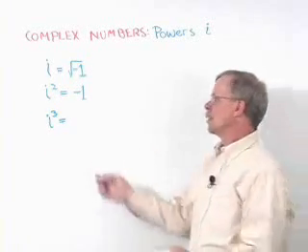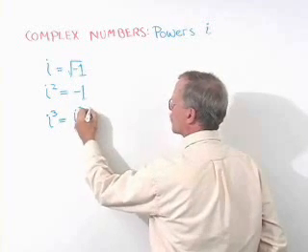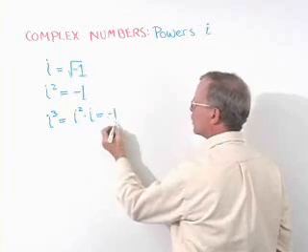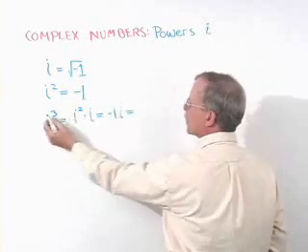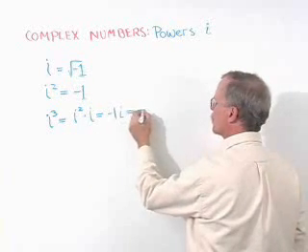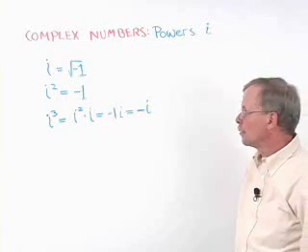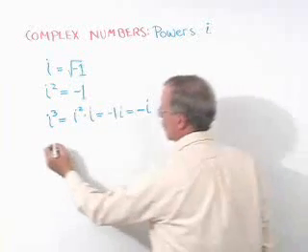Well, i cubed is i squared times i. And that's -1 times i. So we're just going to say that i cubed is the same as the opposite of i. i cubed is the opposite of i. Now let's check out i to the 4th.